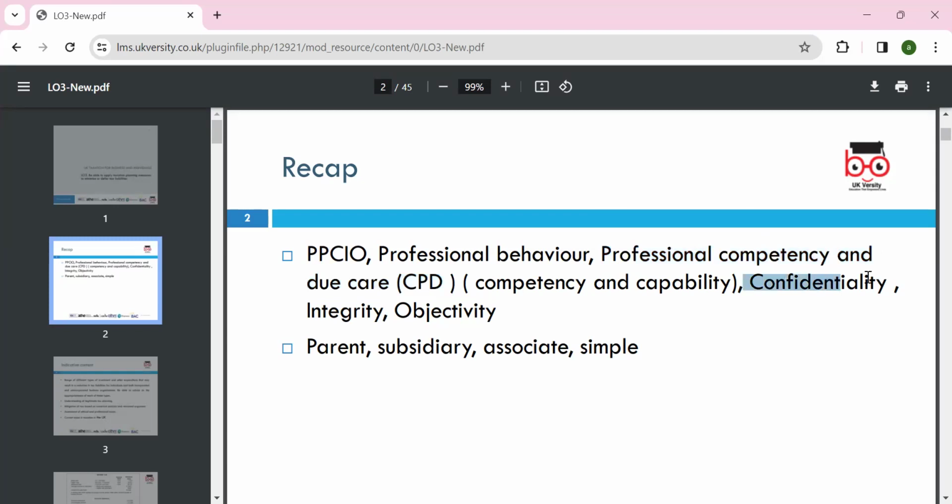Confidentiality: of course, we have GDPR, but we have ethics as well. We keep the client information, not declaring it to a third party without consent. If we have the wider interest of the public to declare, then we can. Integrity, honesty, which is true and fair. And objectivity, not biased information, but objective, to provide true and fair information to users.